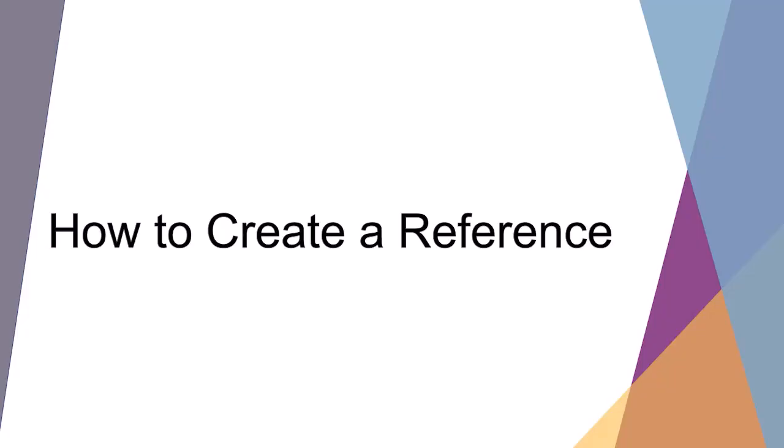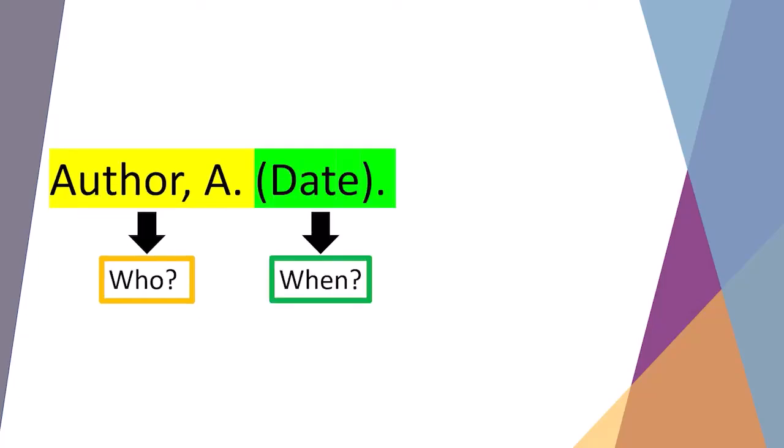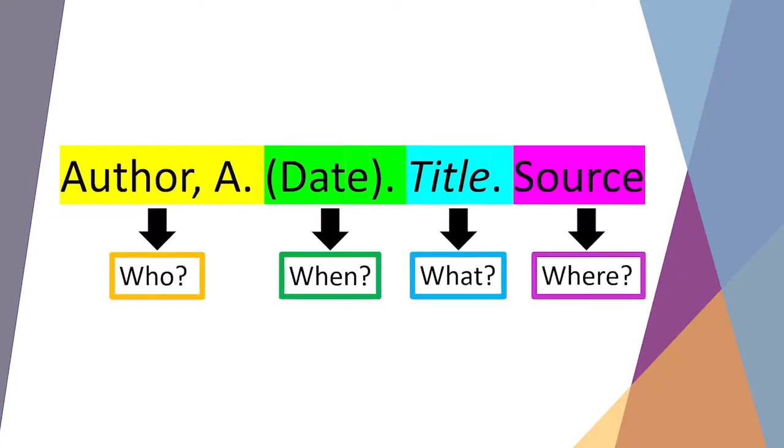Now that we know what a reference is, let's talk about how to create them. There are four main parts to every reference. First, you need the name of the author or all of the authors if there's more than one. Next, you need the date of when the work was published. Then you need the title of the work. And finally, you need to indicate the source telling your reader where the work can be found.